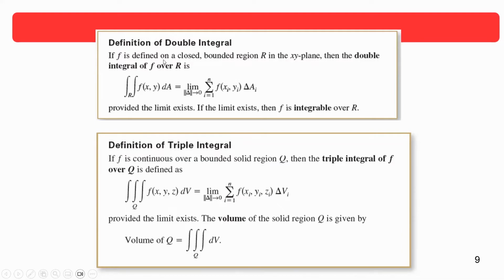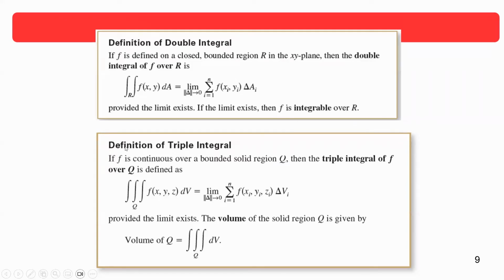If f is defined on a closed bounded region R in the xy plane, then the double integral of f over R is, so R is basically just a region. So this one is basically the function of xy, and then the differential of your area, because it's two integrals. So the area bounded is over that region R, provided that the limit exists. If the limit exists, then f is integrable over the said region.